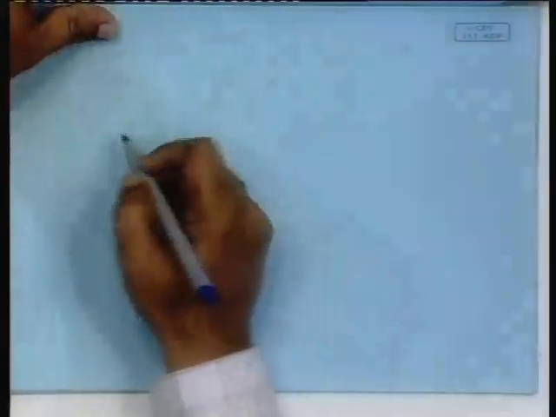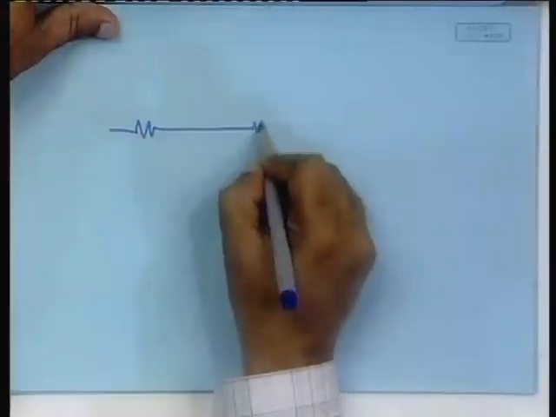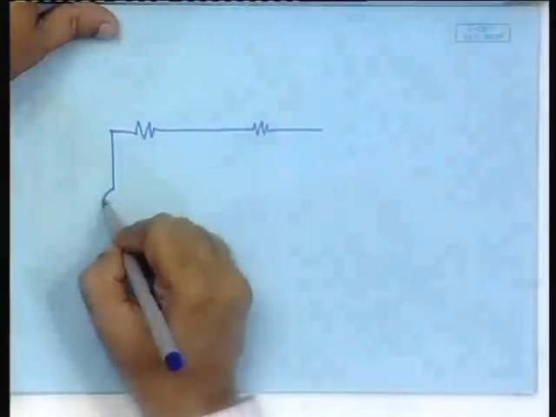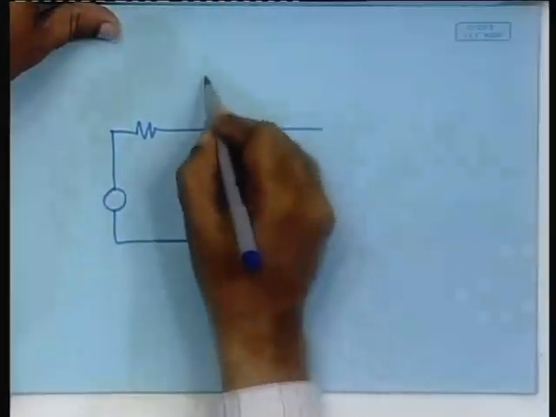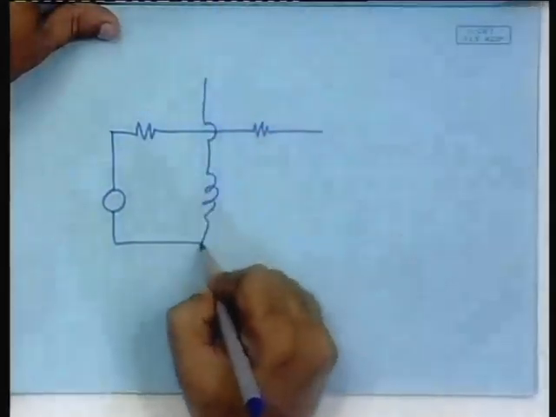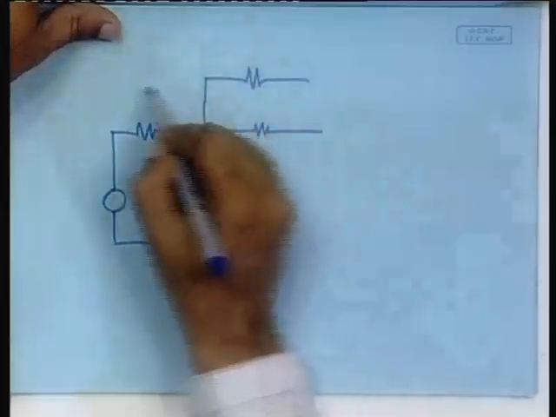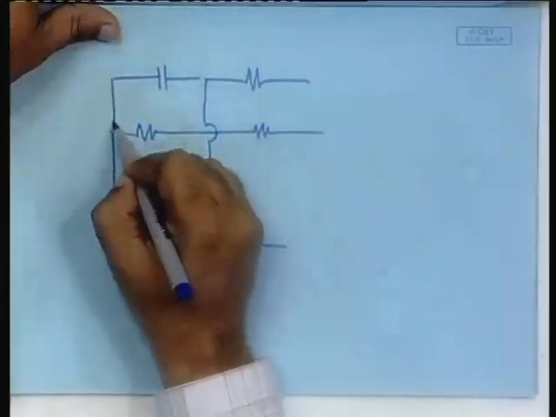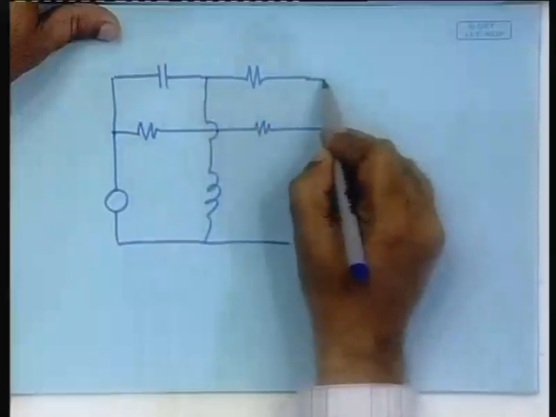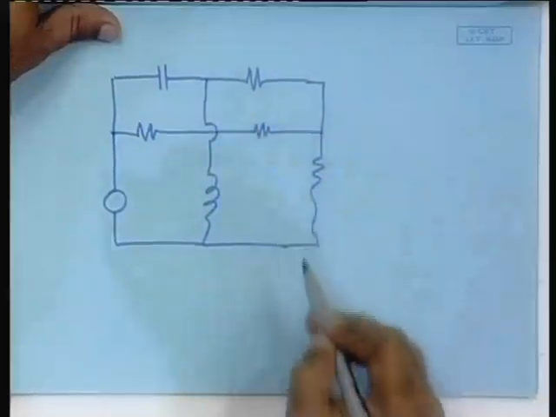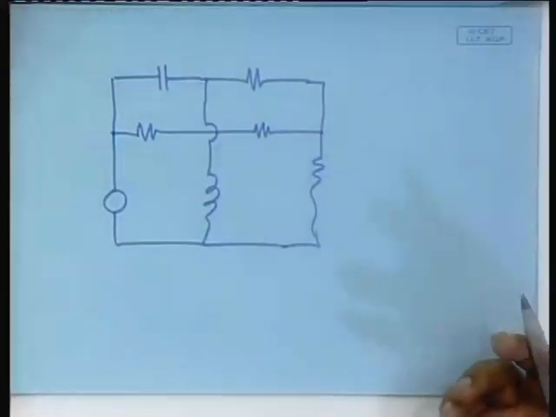The third problem is that the mesh current method, after all, is applicable only to planar circuits, right. If there is a circuit something like this, then you have a problem. It will not be easy for you to identify what the meshes are. It is not a planar circuit.